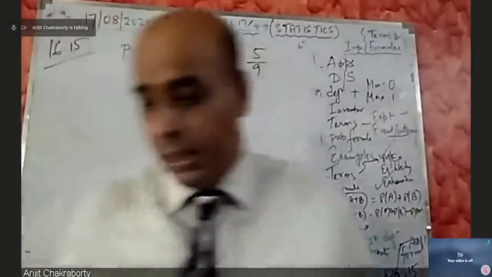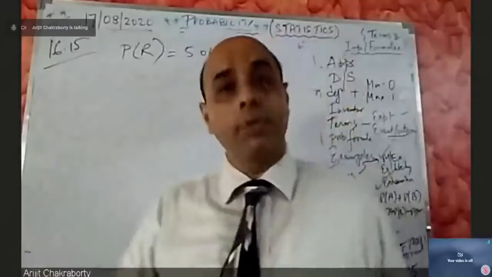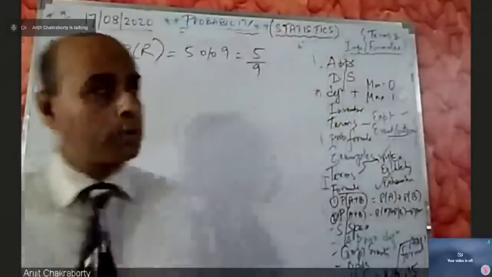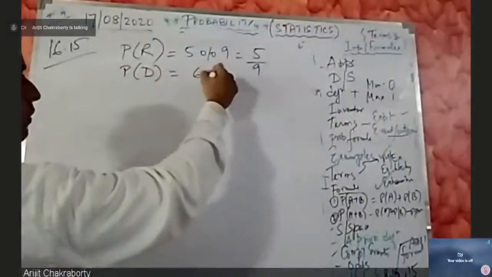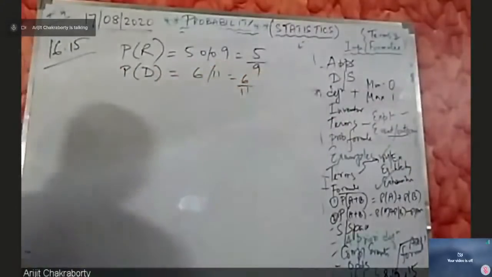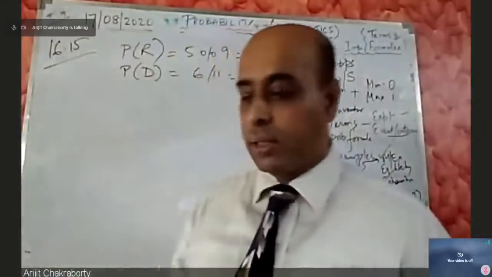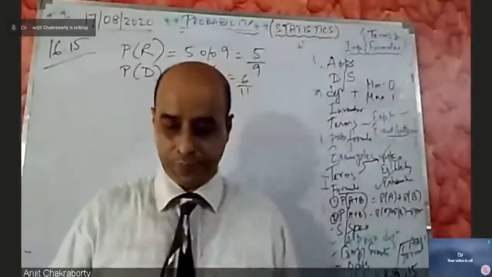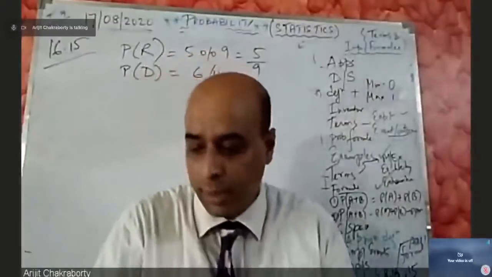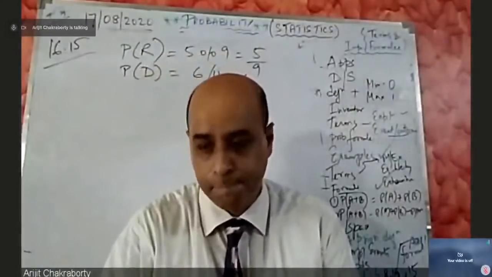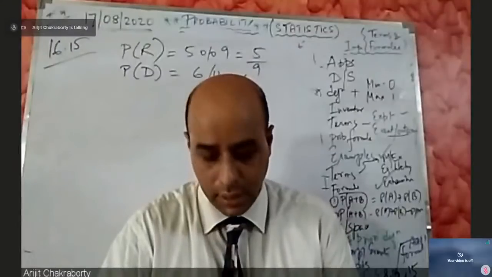Next is David. David is known to hit the target in 6 out of 11 shots. So the probability of David, P(D), is 6 out of 11, that is 6 by 11. What is the probability that the target would be hit once they both try? So once they both try, what is the probability that the target will be hit? Please see how to do this.